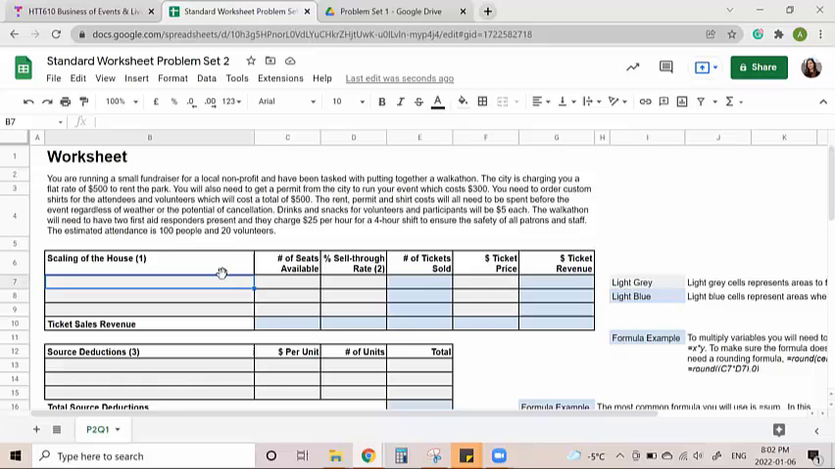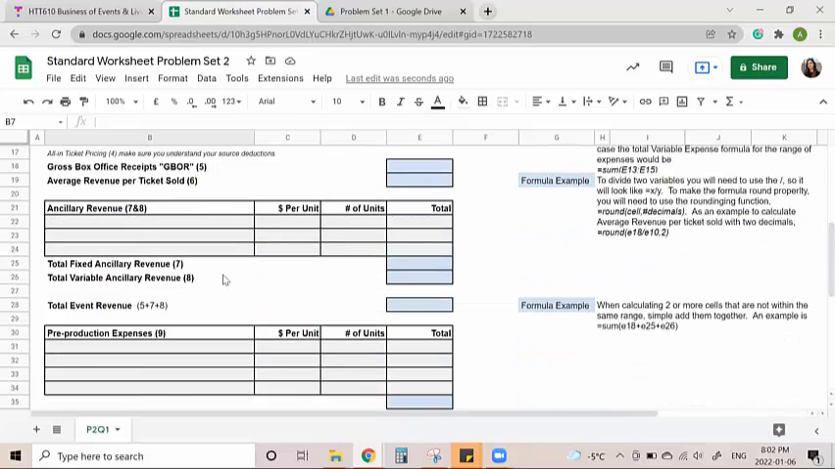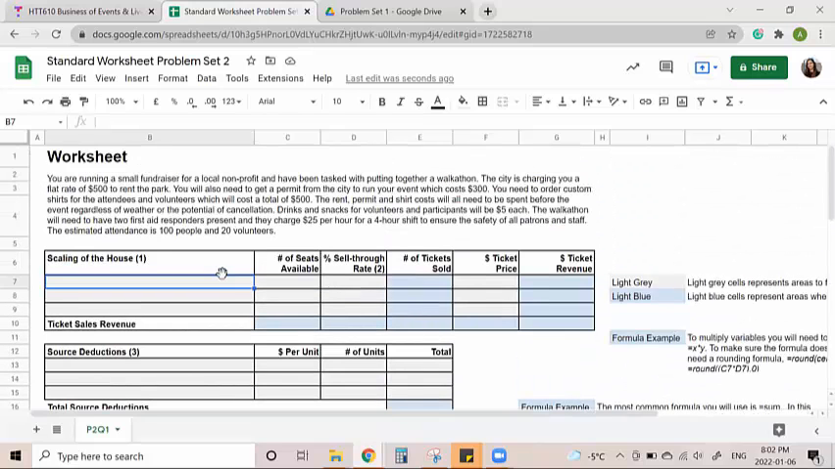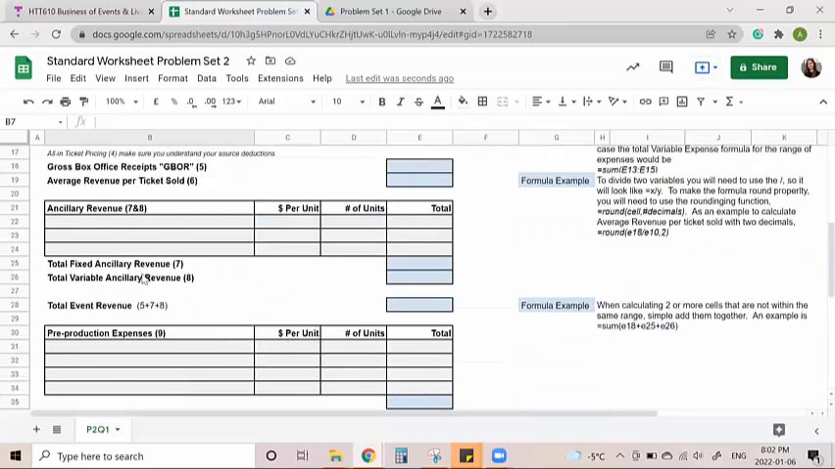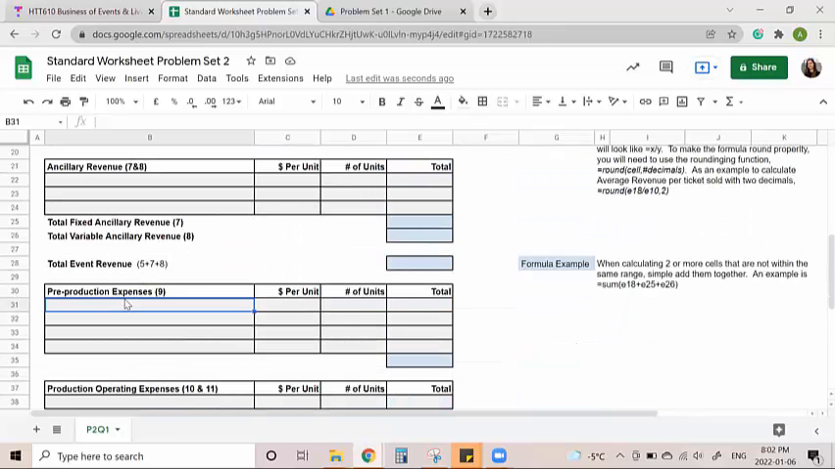So since they have to be spent beforehand, all of those will be pre-production expenses. So we can add all of those in. So we have the rent for $500. The unit will just be 1. The shirts for another $500, also 1. And then the permit, which is $300, and again, just 1 unit.